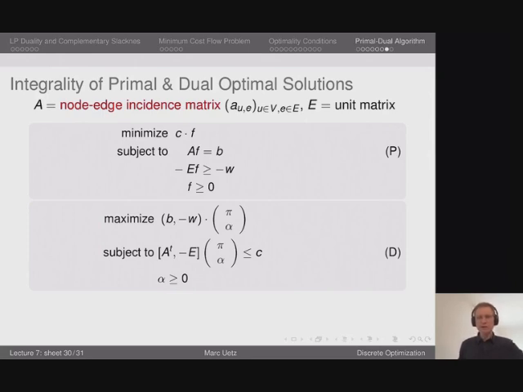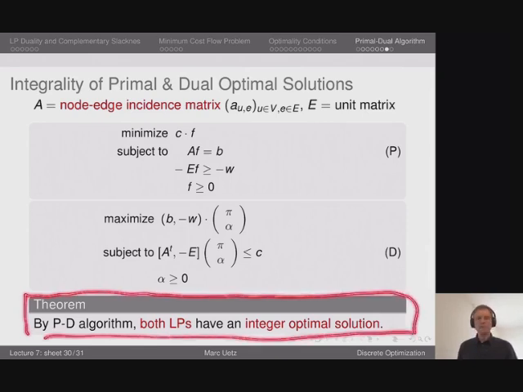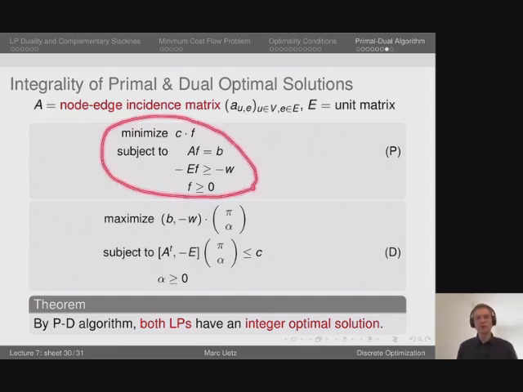That is because in each iteration we are sending a max flow, all the input data is integer, and so the flow augmentations and also the updates of the dual variables pi, that only happens in integer amounts. So we will have computed by this primal dual algorithm integer optimal solutions to these linear programming problems. And at the outset, the existence of integer optimal solutions is not even clear, right? It could be in principle the case that I would have to send fractional amounts of flows along the network in order to obtain a minimum cost flow, right?